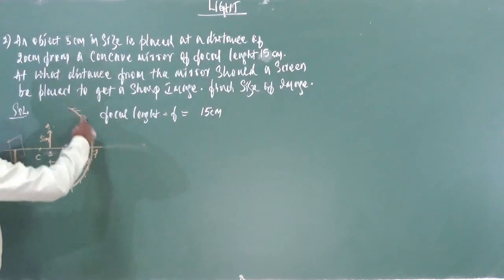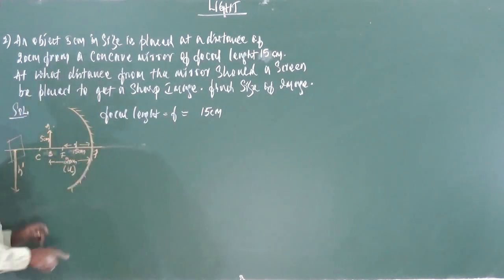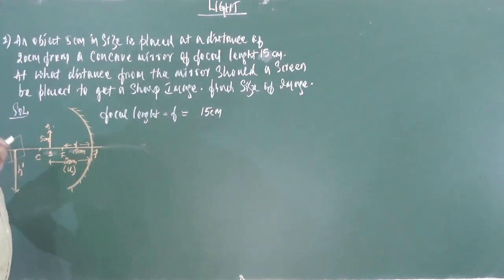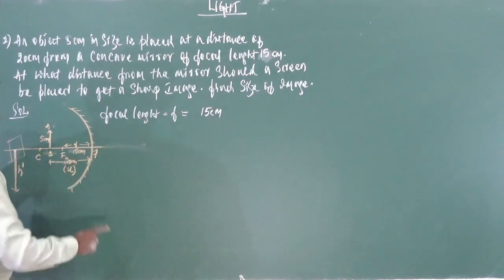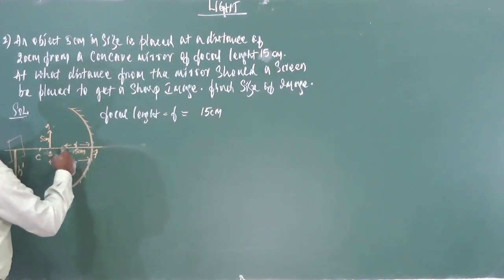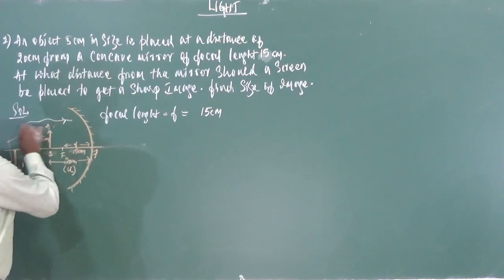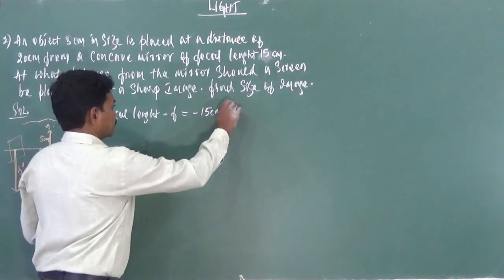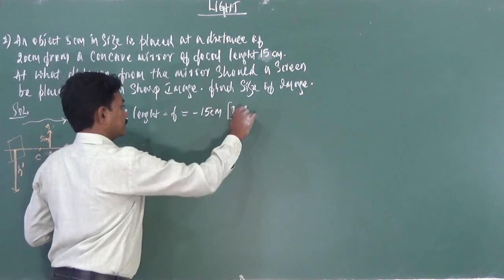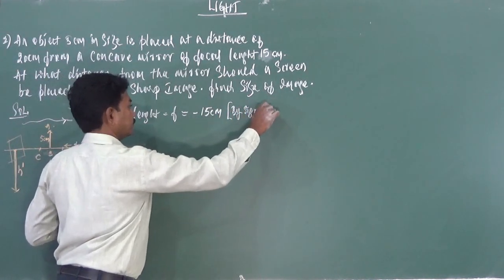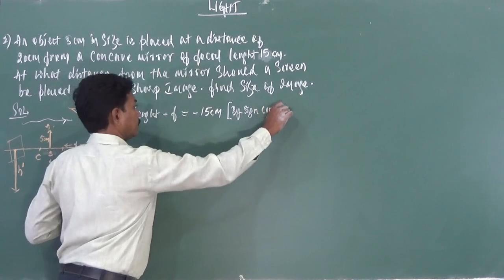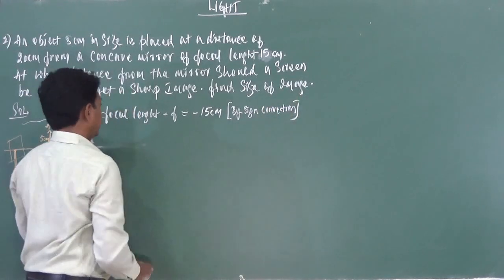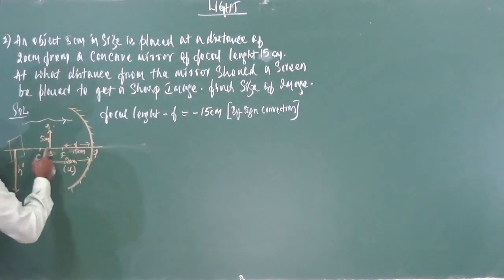Now, in case of a concave mirror, in the previous classes I have told you, focal length is always negative because you are measuring this distance against the direction of the incident light ray. So therefore 15 becomes minus 15 by sign convention. Okay. So next we take the object distance.